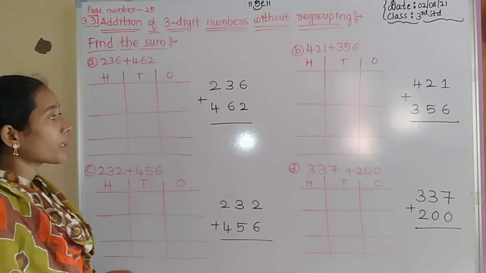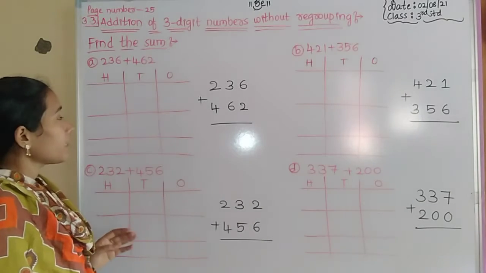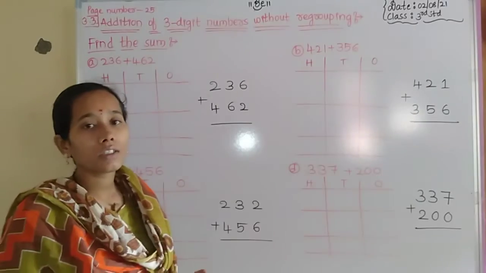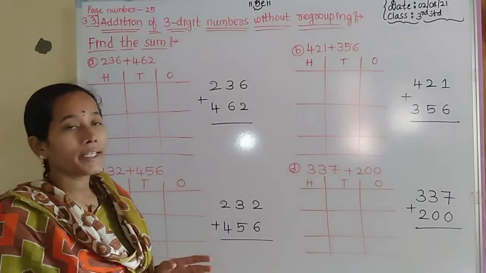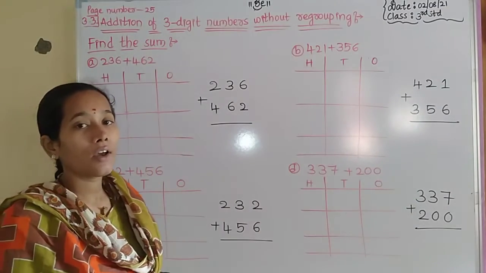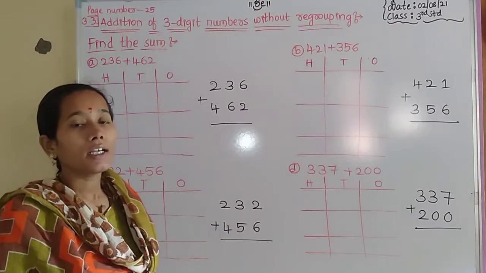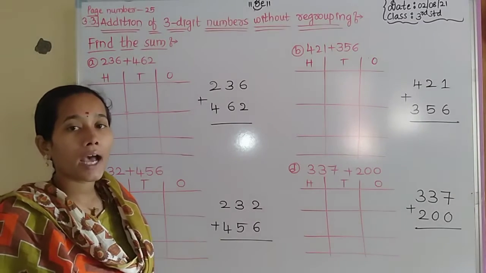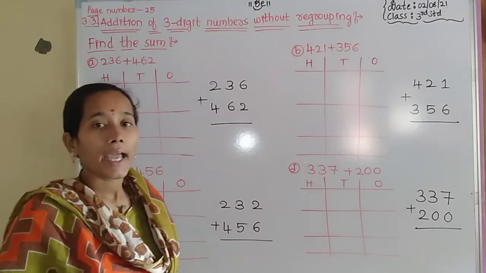Here 236 is the first addend, and plus is the symbol for the addition. 462 is the second addend. We have to find the answer, that means the sum for this addition.